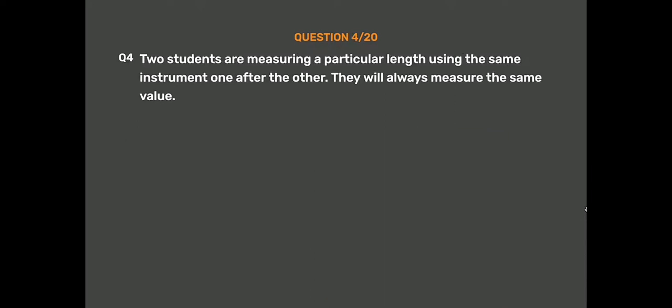Question number 4. Two students are measuring a particular length using the same instrument one after the other. They will always measure the same value. Option A. True. Option B. False.